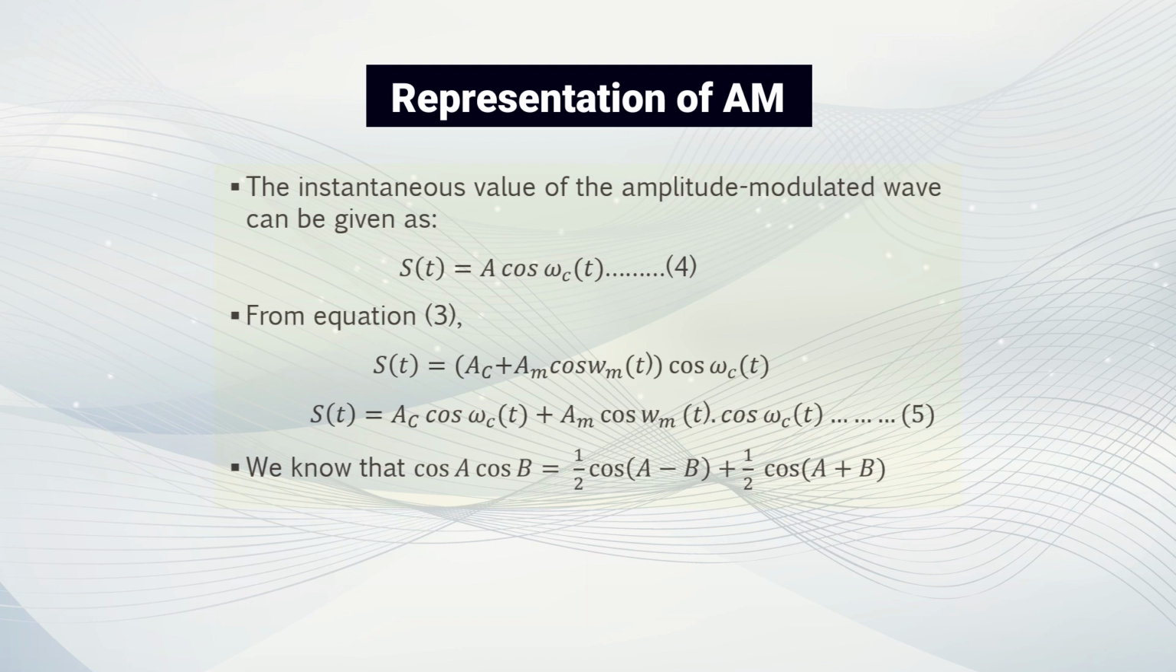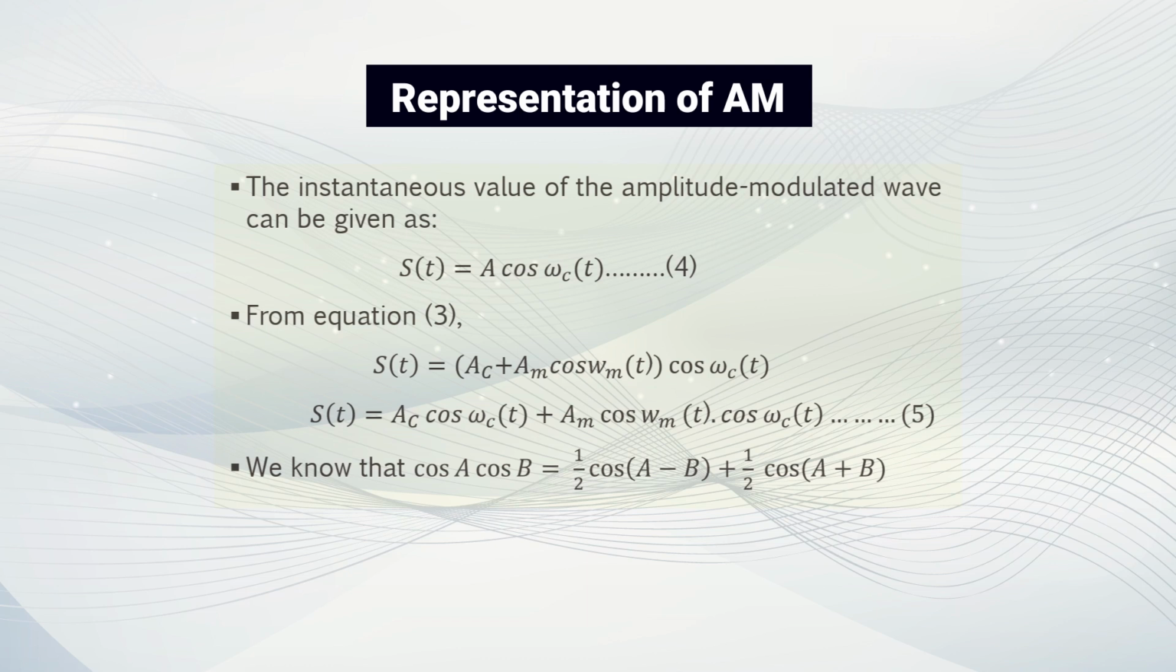Then from equation 3, substitute the value of the magnitude A in equation number 4, then equation 4 becomes s(t) = (A_c + A_m cos(omega_m t)) multiplied by cos(omega_c t). By opening this bracket, the above equation becomes s(t) = A_c cos(omega_c t) + A_m cos(omega_m t) cos(omega_c t), give it equation number 5.